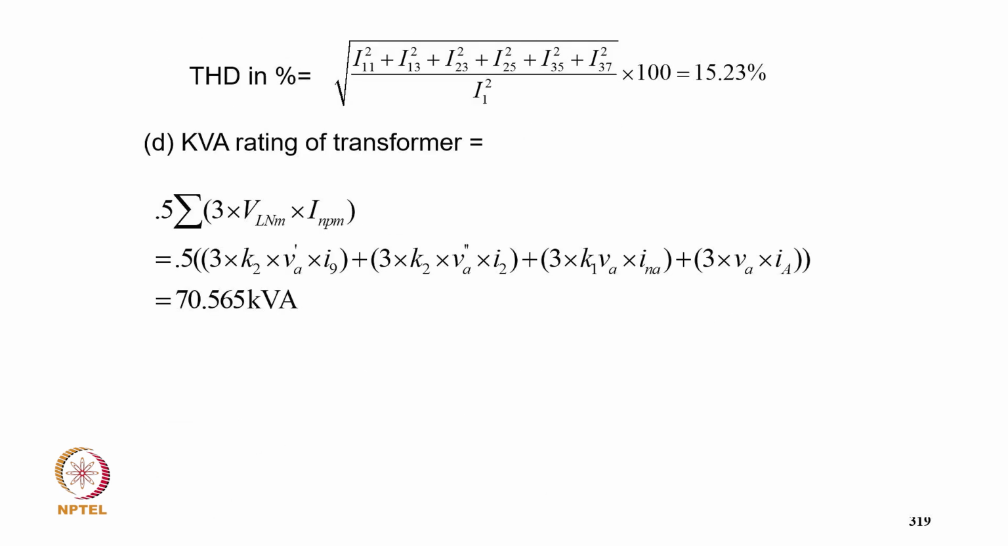THD, of course, considering all I1, I11, I13 square, 23 square, 25 square, 35 square, 37 square, divided by the harmonic square, under root into 100, that's 15.23, and kVA rating of the transformer 0.53 into VL and IN. So putting the value, it comes to 70.565 kVA.